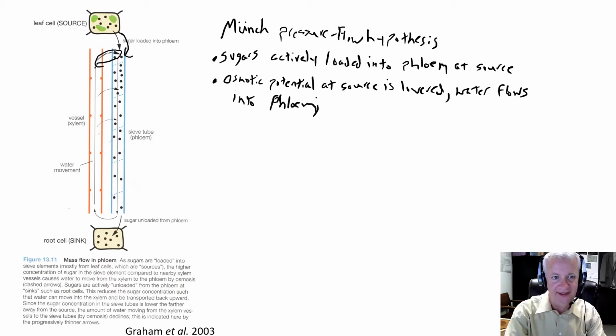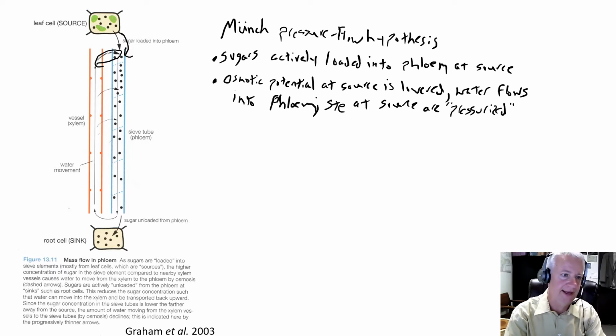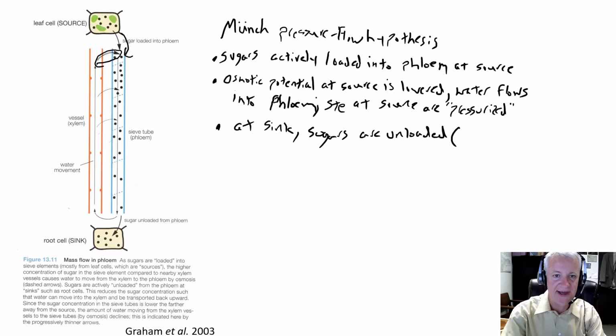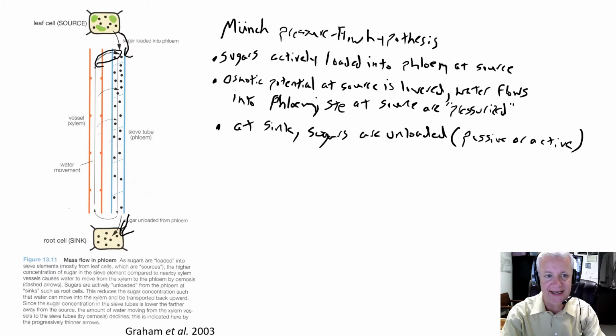So you can sort of think about that as sieve tube elements at the source are pressurized. Okay. Meanwhile, at the sink, so at the destination, sugars are unloaded. And this may be passive or active, depending on the situation and the biology of that particular species. So at the sink, those sugars are unloaded. So those sugars are taken out of the phloem.